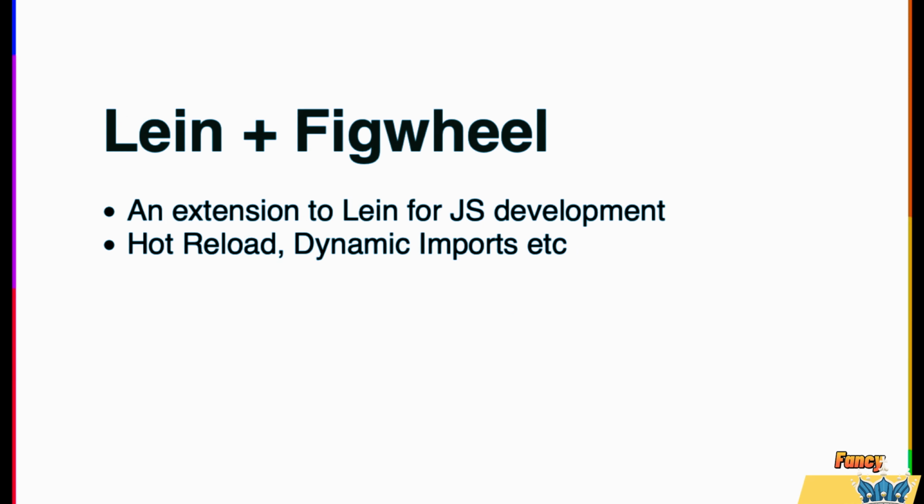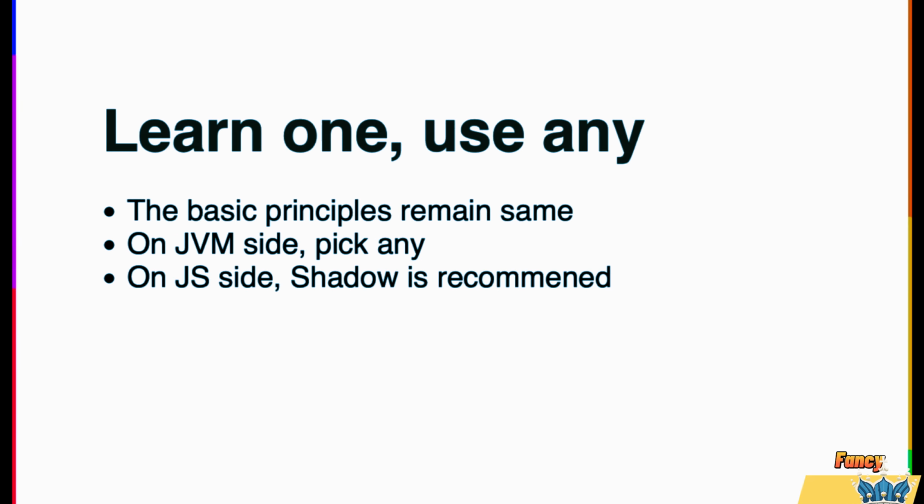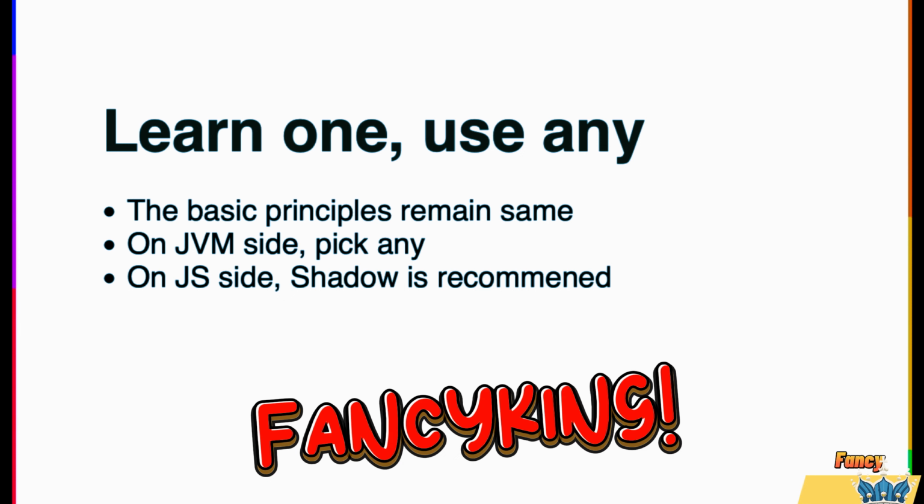There also exists an extension for Lein called Figwheel that adapts Lein Engine for JavaScript development. It introduces features like hot module reloading, code splitting, and a few other things to Lein Engine. Although there are many build tools to choose from depending on the runtime you want to target, the basic principles remain the same. If you get a hang of one build tool, you can easily use all others. On the JVM side, you cannot go wrong with either of the three options, but on the JavaScript side, we recommend that you use Shadow.